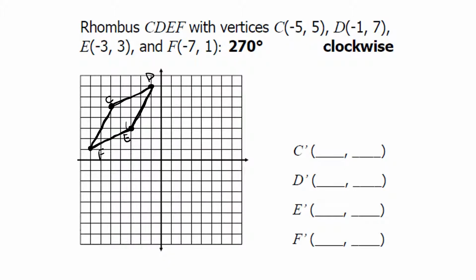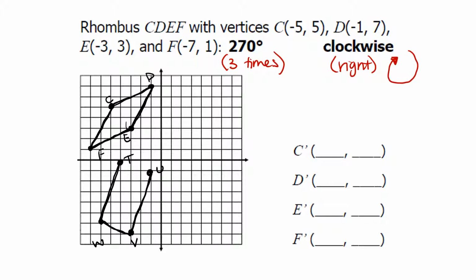For this problem, we have rhombus CDEF with vertices C at -5, 5, D at -1, 7, E at -3, 3, and F at -7, 1. We're going to rotate it 270 degrees, that is 3 times, and clockwise, which is to the right. So if we're going to the right-hand side 3 times, we're going to end up at 1, 2, 3. We end up in this bottom quadrant.